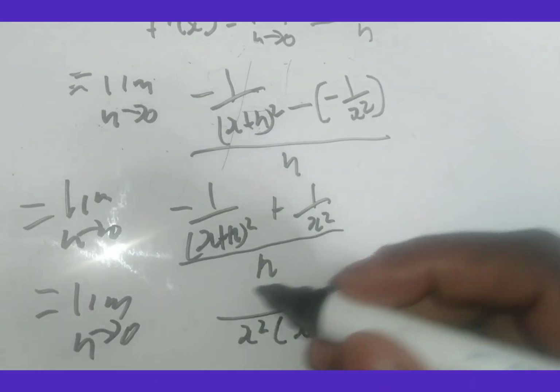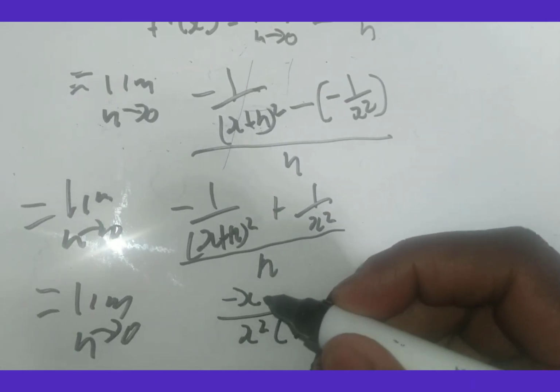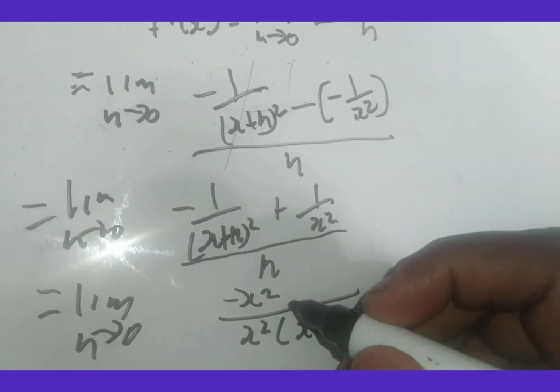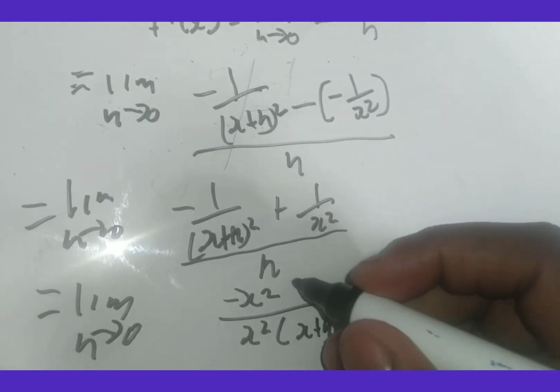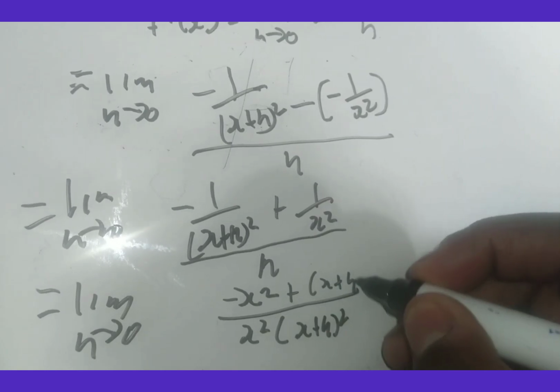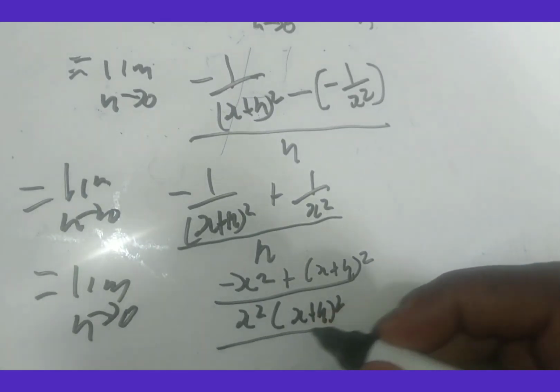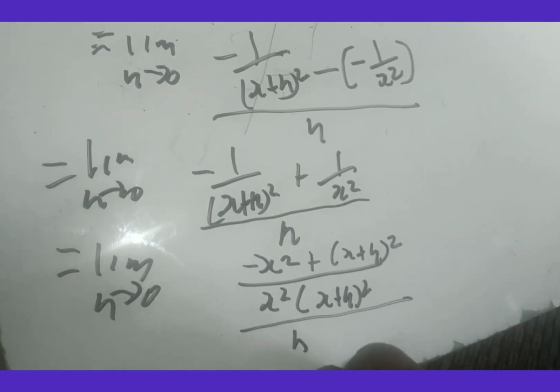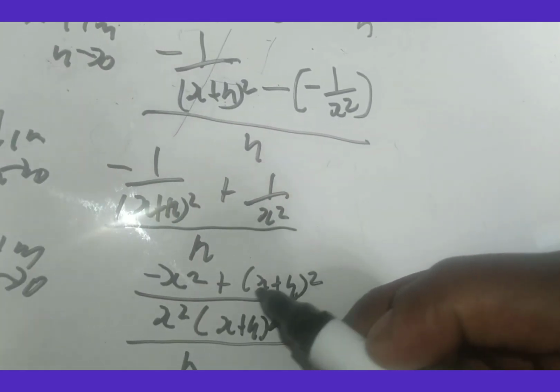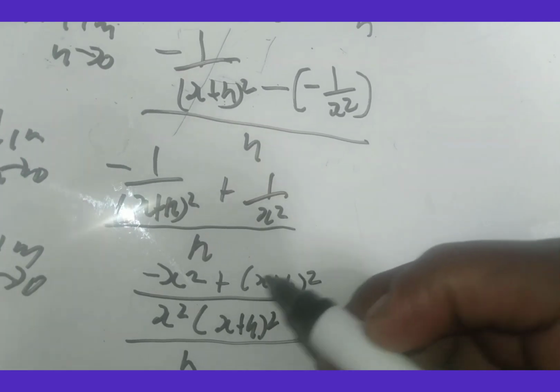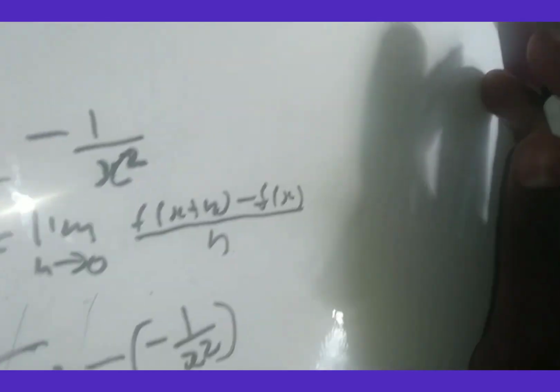So then this, when you multiply, it becomes minus x squared, because minus 1 times x squared is minus x squared. Then this times that becomes plus (x plus h) all squared. Then we have the main denominator. So let's go further. What I'm going to do is expand this bracket. So let me do so.